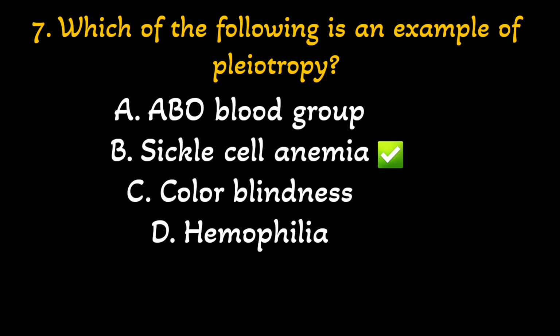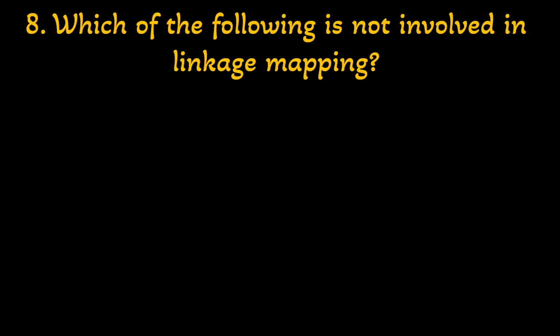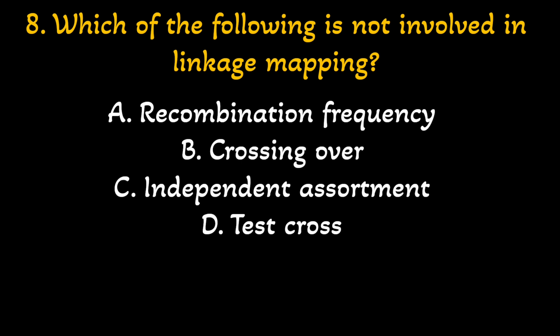Now let's see the 8th question. Which of the following is not involved in linkage mapping? So the 4 options will be displayed to us and we have to find out which among the 4 is not involved in linkage mapping. So let's see the 4 options. The options are A, recombination frequency; B, crossing over; C, independent assortment; and D, test cross.